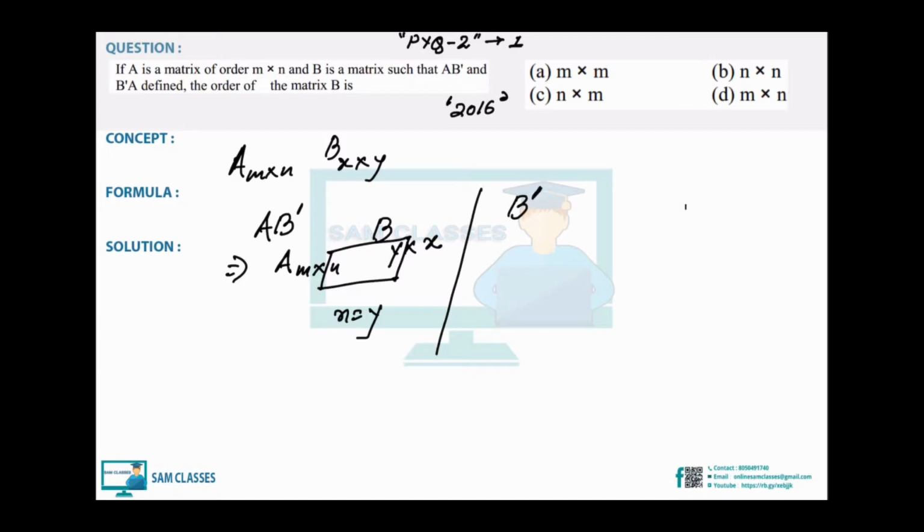Now coming to the second condition, B transpose A is defined. So what is B transpose? Y cross X, and what is A? M cross N. So from here we get X is equal to M. The column of the first should be equal to the row of the second, direct. So what is the order of B? Very simple, very easy. M cross N. Done. So what will be our answer? D.